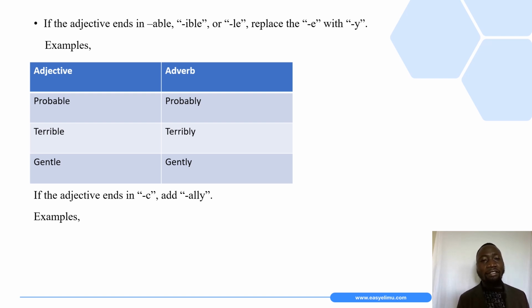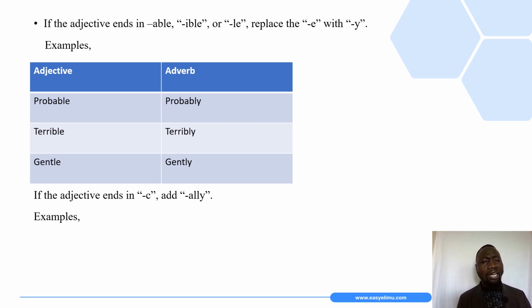That is the suffixes able or ible. Some adjectives even end with the letters le. So for adjectives that fall under this category, when we want to form the adverbs, we replace the e with y. So, for example, if again you look at the two columns that we have, under the adjective column, we have got the words probable, terrible, and gentle. So, probable, for instance, is ending with the letters A, B, L, and E, that is able. Terrible is ending with I, B, L, E, that is ible. Then gentle is ending with L, E.